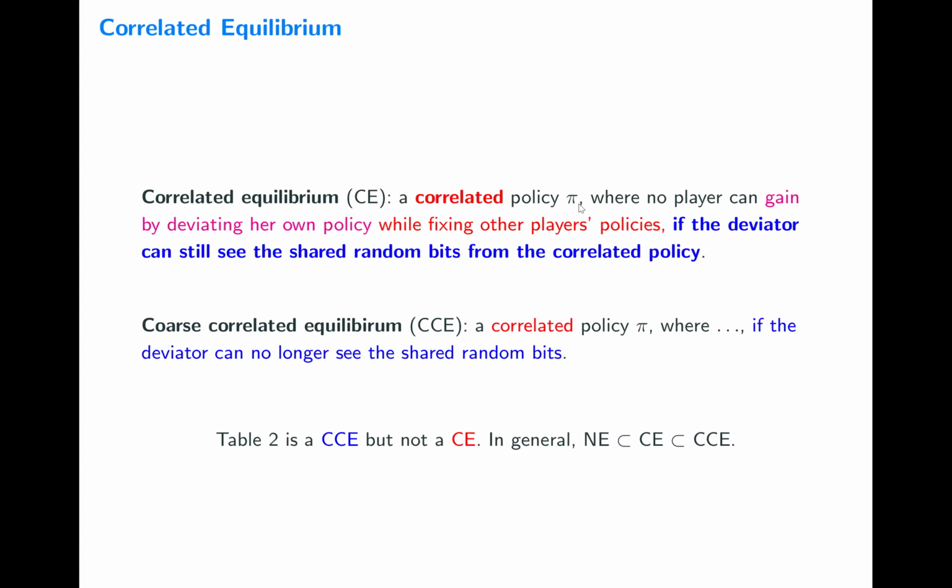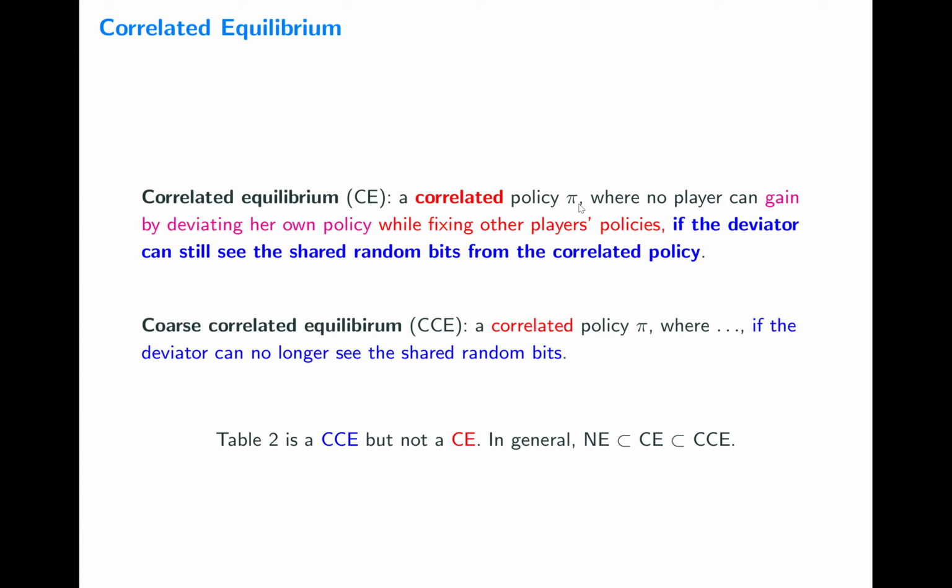And in general, we have this relation that Nash is the smallest set. So whenever you have a Nash, it's always guaranteed to be a CE, but not vice versa. And whenever you have a CE, that is also guaranteed to be a CCE. So CCE is the largest set, while CE is smaller and Nash is the smallest set.